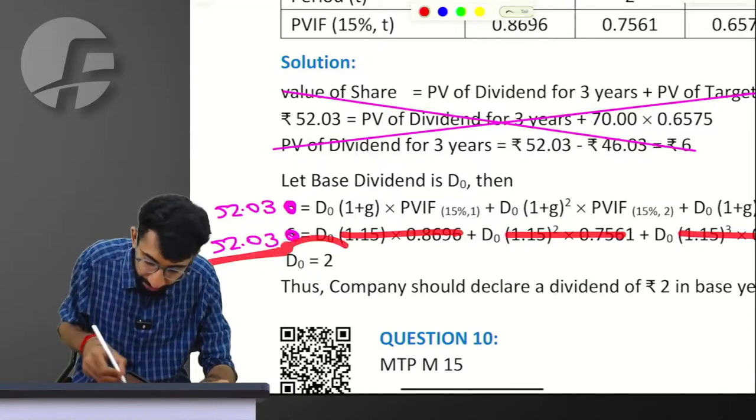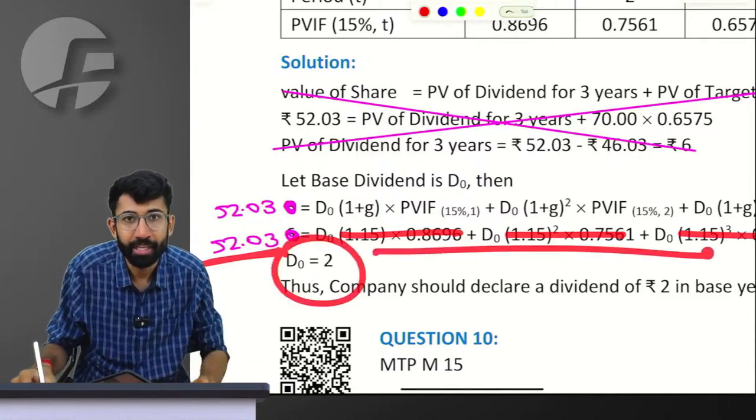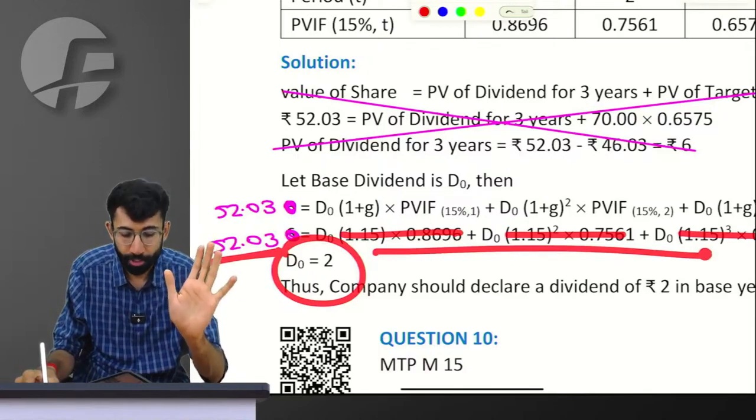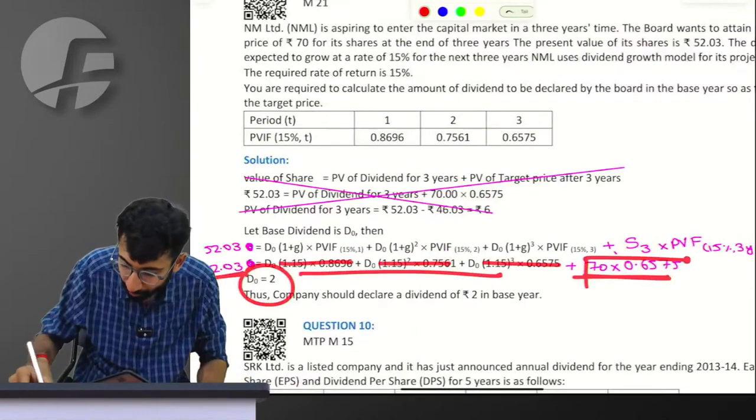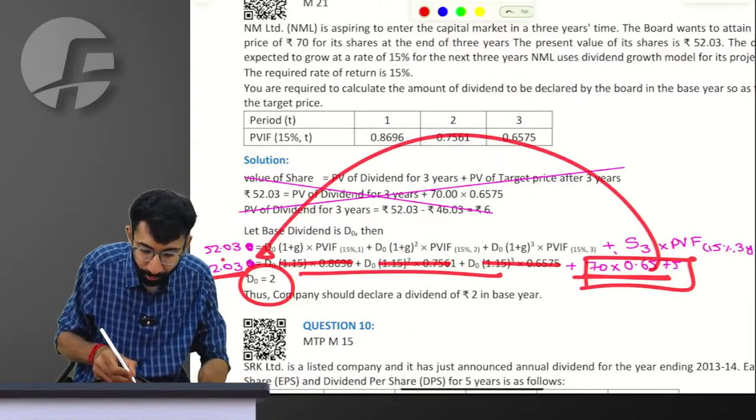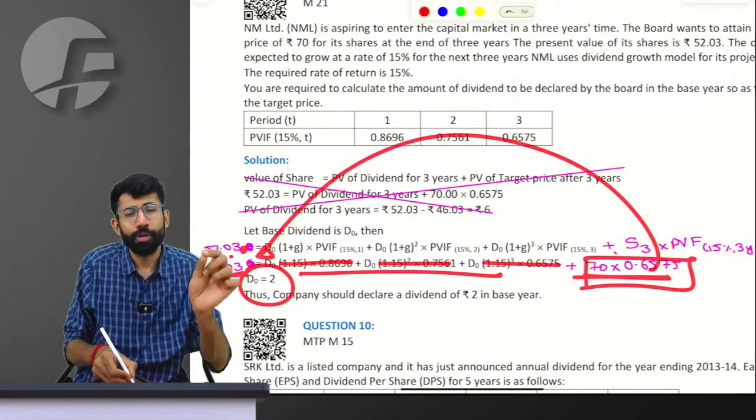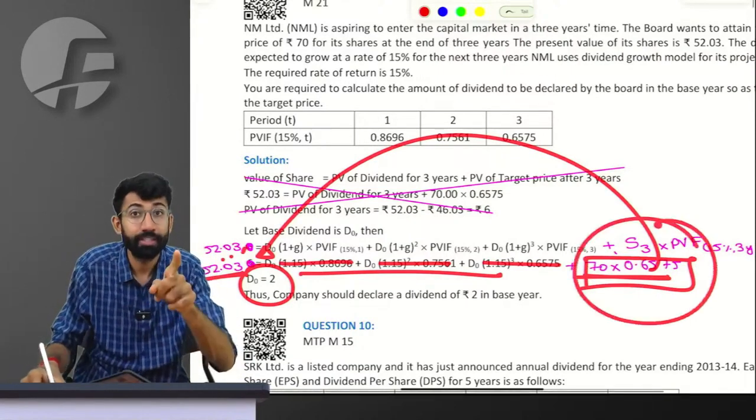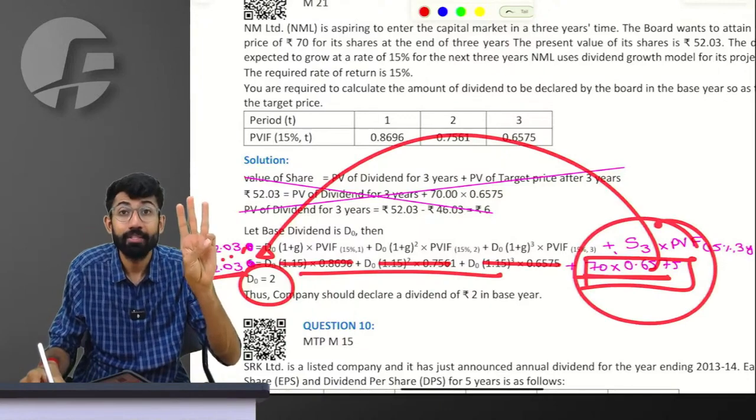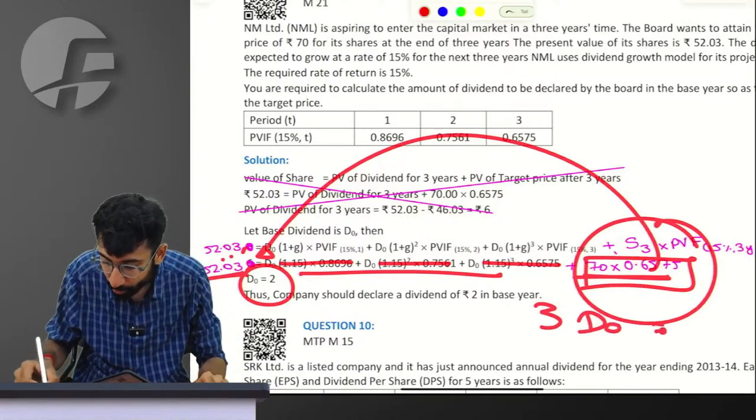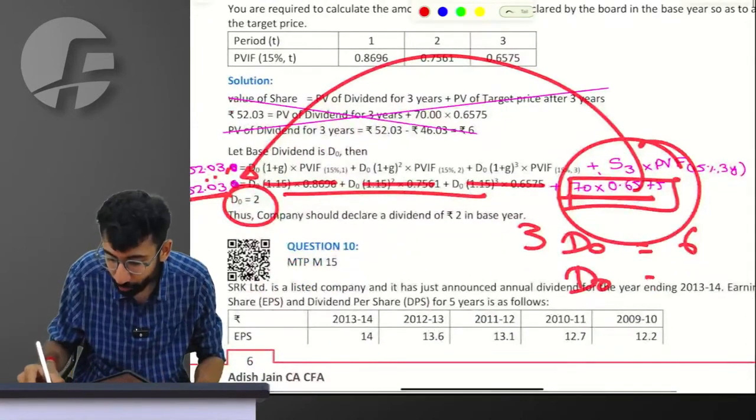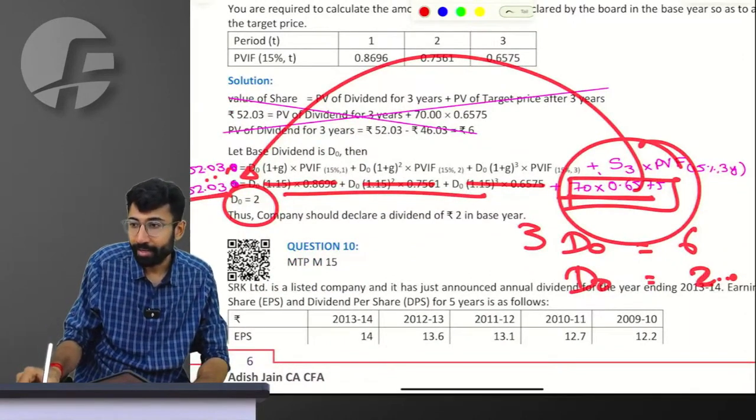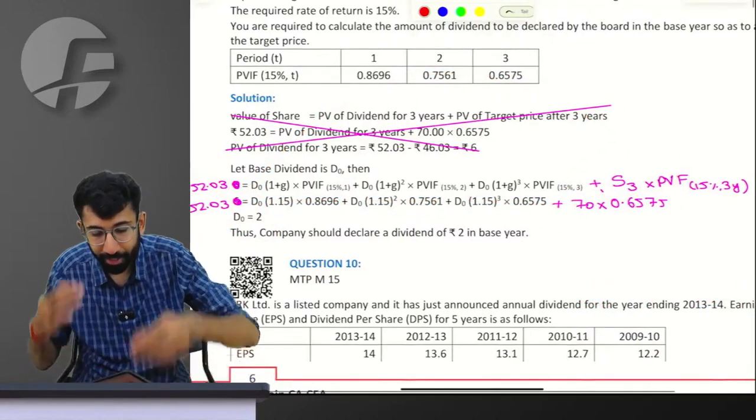Take few seconds, calculate the D0 and give me the answer. I'm not supposed to teach you how to do it on calculator. Simply saying this value here will go towards the left and will be deducted. So 52.03 minus this present value, 70 into something, this present value will be 3 times D0. So 3 times D0 will be equals to 6 and D0 will be equals to 2. Are you people getting 2 as the answer? If you get it, kindly confirm.